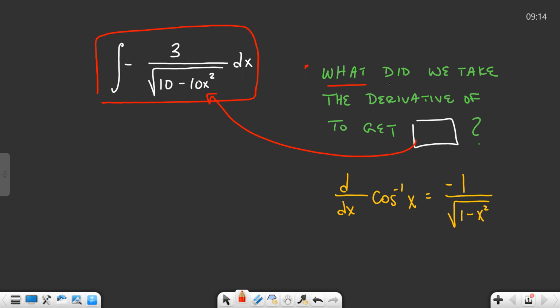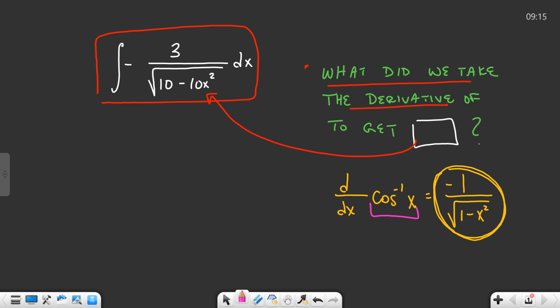Well, because I'm asking what did we take the derivative of, I'm going to go look at that table of derivatives. And when I do that, I notice I get something very, very similar to what's in my original problem. Now, there are some slight differences, and our job is to take what's written in white and see if we can manipulate it to look like what is written in yellow. Because if I can make the problem look like this, I know that the antiderivative would be the inverse cosine of x. Okay, so it's going to be some form of the inverse cosine of x.